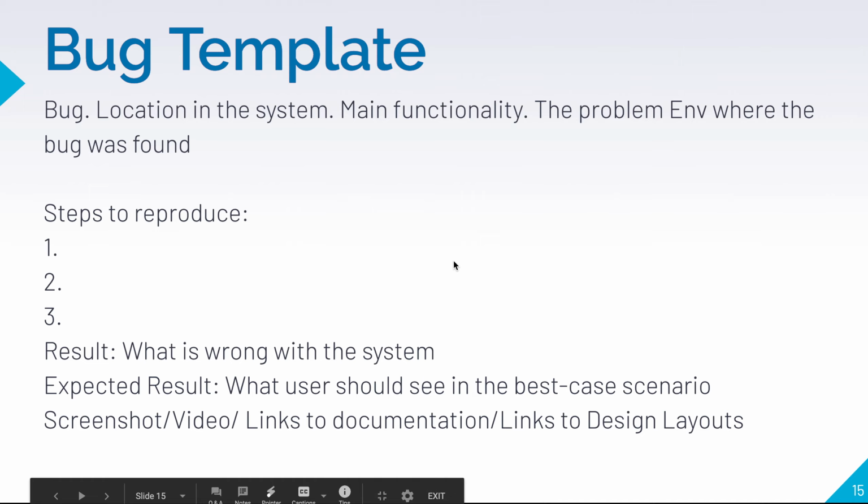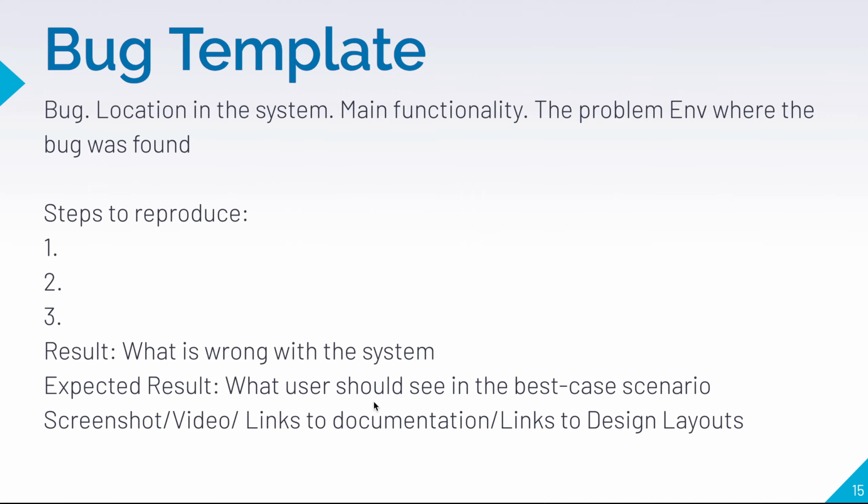Okay, so let's go back to our lecture, and now we're going to talk about the bug template. So for example, we saw a bug, like that little icon that is aligned a little bit to the left instead of in the middle. So one of the most important skills that you need to have in your toolbox is the ability to write good bug reports. Finding defects is only part of the job, because if developers can't reproduce the bug you find, you're going to have a very tough time fixing them.